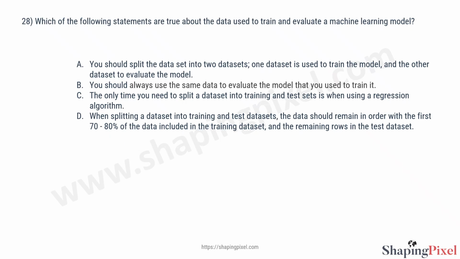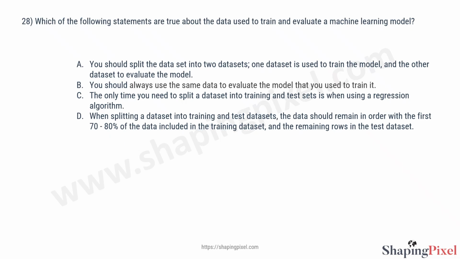Question number 28. Which of the following statements are true about the data used to train and evaluate a machine learning model? And we have four options. Option A, you should split the data set into two data sets. One data set is used to train the model and the other data set is to evaluate the model.